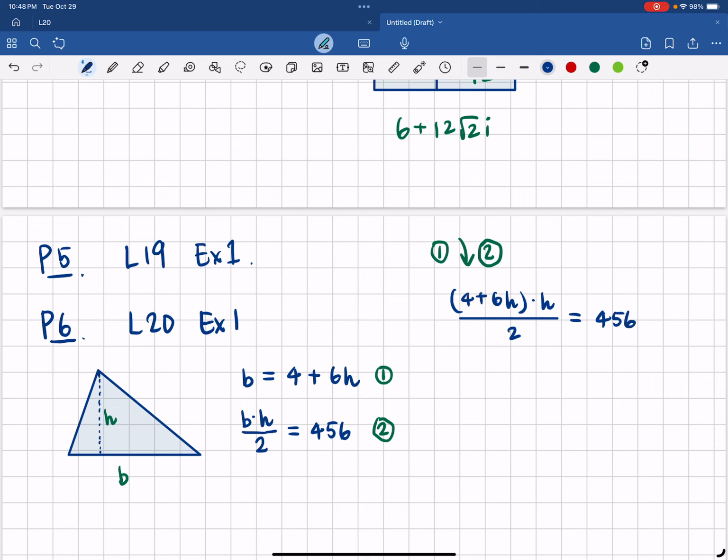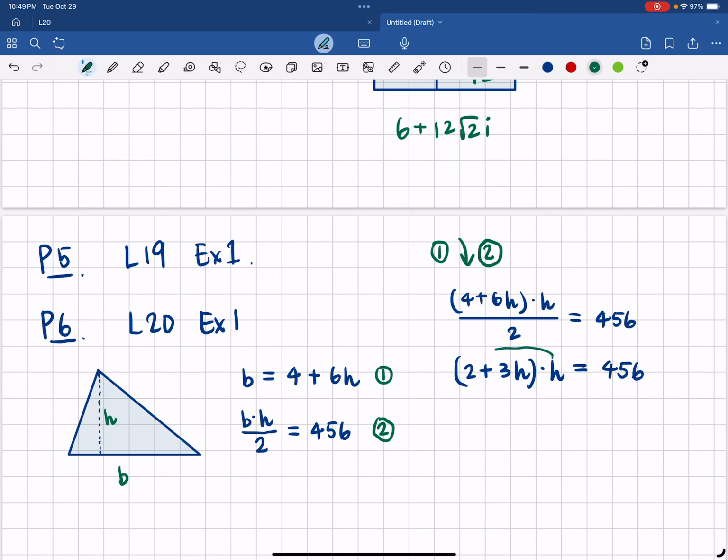And then we divided this part, right, by 2. This is because we have a product right here. So if I divide this product by 2, I can simplify by dividing the GCF of this part by 2. So dividing that by 2, I will get 2 plus 3h and multiply by h equals 456.